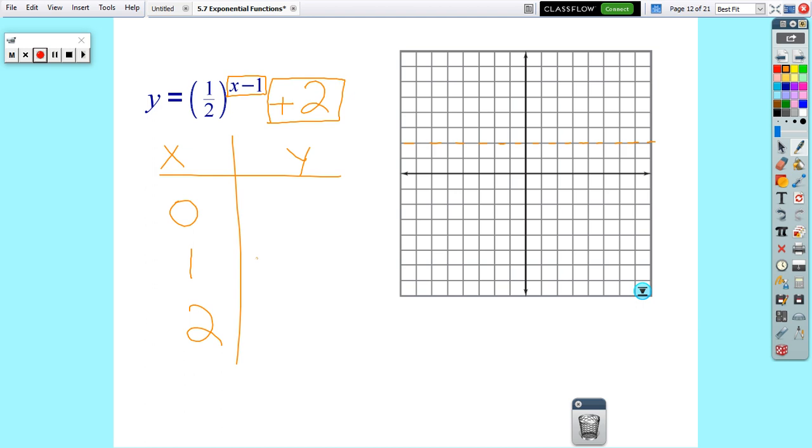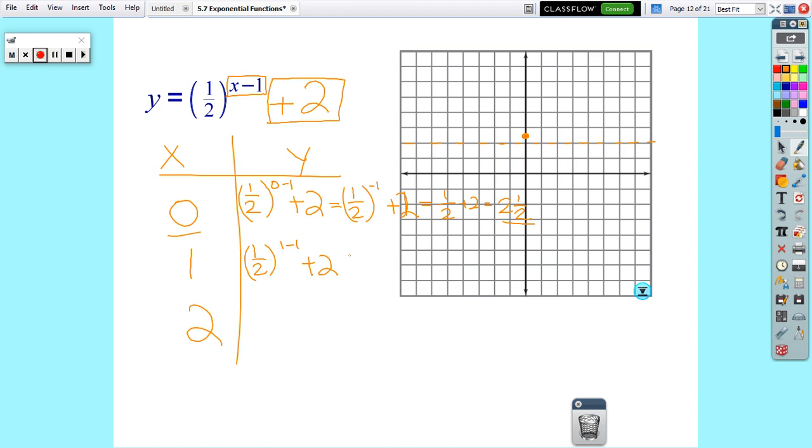So again, if we put 0 in, we get 1/2 to the 0 minus 1 plus 2. 0 minus 1 is -1, so we have 1/2 to the -1 plus 2. This means that we just take the reciprocal, so we have 2 plus 2, which is 4. So 0, 4 is the point we're going to plot.